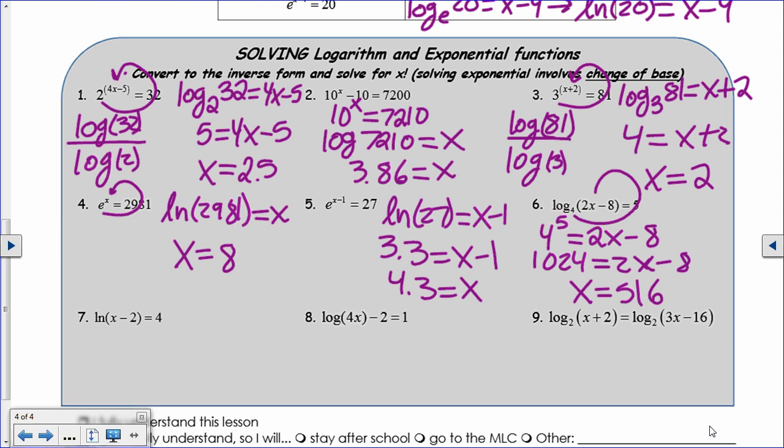Alright, I'm going to let you guys do the next two on your own, see if we can figure those out. And then we have to pause and talk about number 9 together, because it's a little bit different. So I want you guys to try 7 and 8 by yourselves, see if we can figure it out.